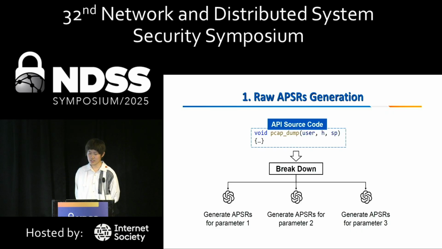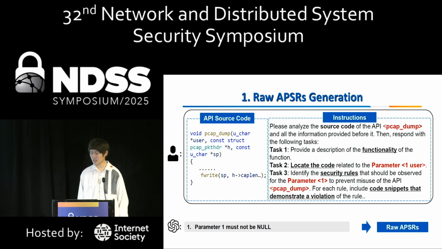In stage 1, since APIs can have many parameters and much code, analyzing everything at once may reduce the effectiveness. To address this, GPT-8 splits the task, instructing the LLM to generate APSRs for one parameter at a time. For example, for the API pcap_dump with 3 parameters, GPT-8 breaks down the generation task into 3 subtasks. And for each subtask, GPT-8 provides API source code and instructions, then instructs the LLM to generate raw APSRs.